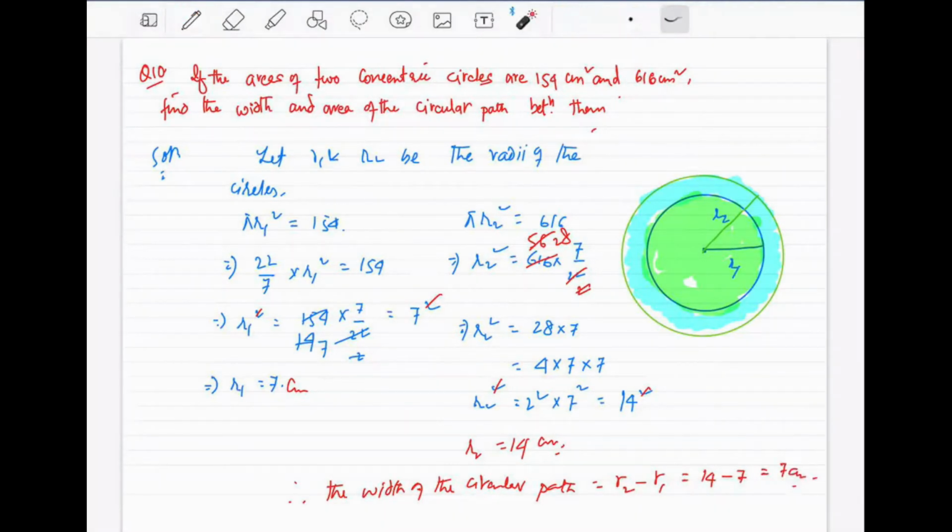And you can find out the area of the circular path. I will leave it to you. Just after this, you say area of the circular path. You just have to subtract 616 and 154. You do it yourself, okay? Okay, you copy up to here. And remember to draw the circle also, since it mentioned concentric circles.